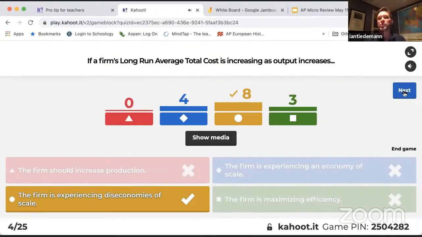All right. If the firm's long-run average total cost is increasing as output increases, then they're experiencing a diseconomy of scale. Economy of scale is that it is decreasing as they increase production. So increased production brings you down to that minimum point of average total cost. The other one that three people said, the firm is maximizing efficiency. If more production leads to higher average total cost, that is actually not efficient.